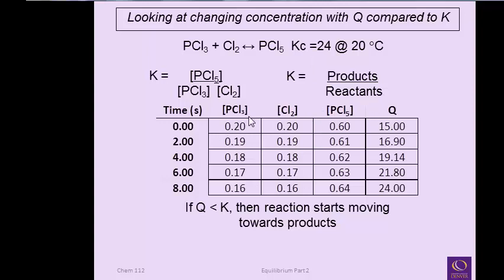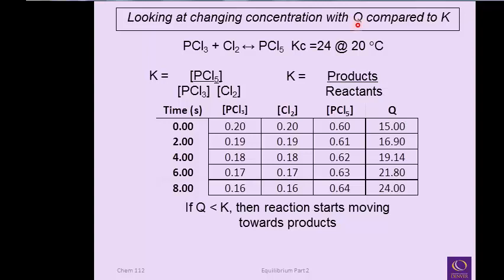Let's look at a situation where you start off with the products a little bit low and the reactants a little bit high. Consequently, when you do the calculation, products divided by reactants, Q is 15. Remember, at equilibrium it's going to go to 24. So the question is, how is this going to shift over time such that when you divide products by reactants you get 24?